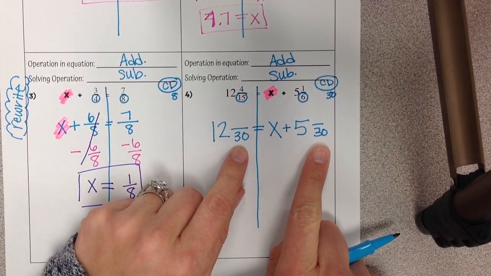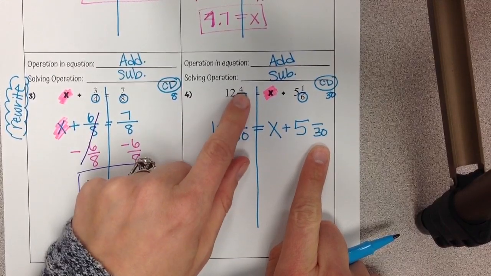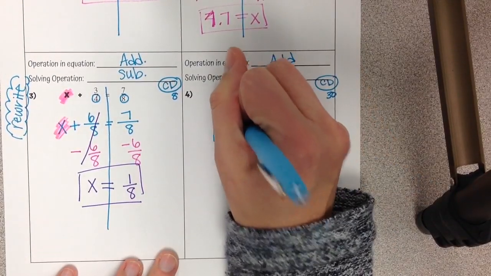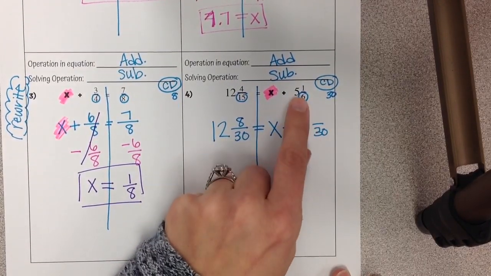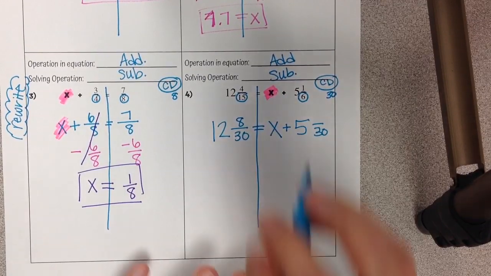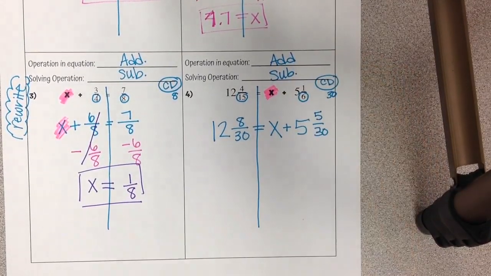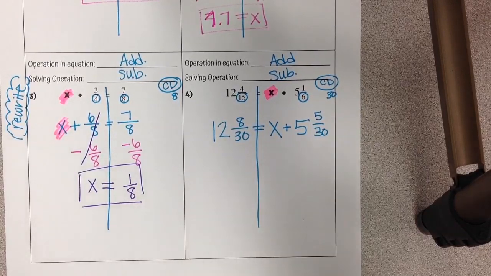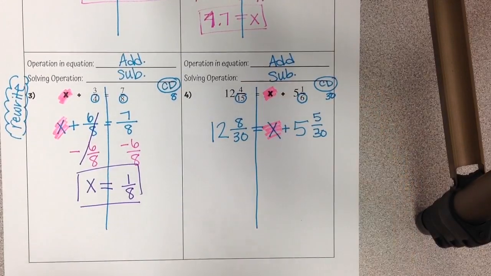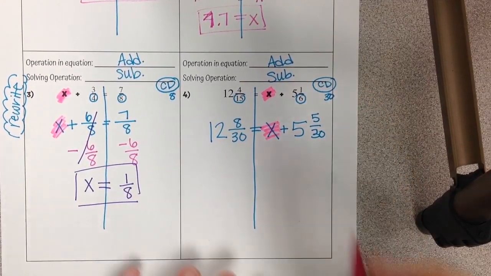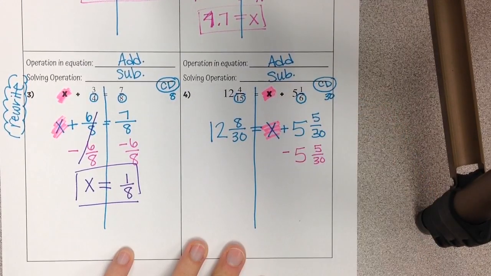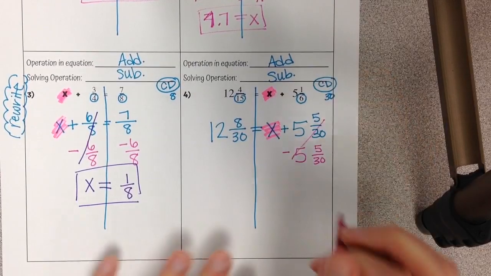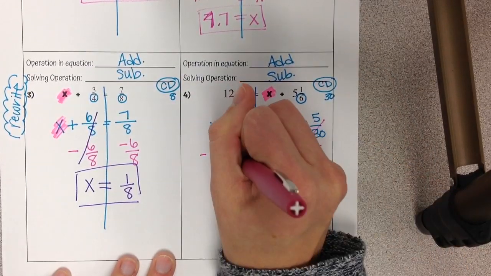15 times what is 30? 15 times 2 is 30, so we're going to do the same to the top. 4 times 2 is 8. On the bottom here, 6 times what is 30? 6 times 5 is 30, so do the same to the top. 1 times 5 is 5. Now we have it set up nice for us. So again, I'm going to highlight the side that has the variable. It's the right side. We were adding, so the opposite is to subtract that same number. Minus 5 and 5/30. If I do it from the right side, I need to do it from the left side.